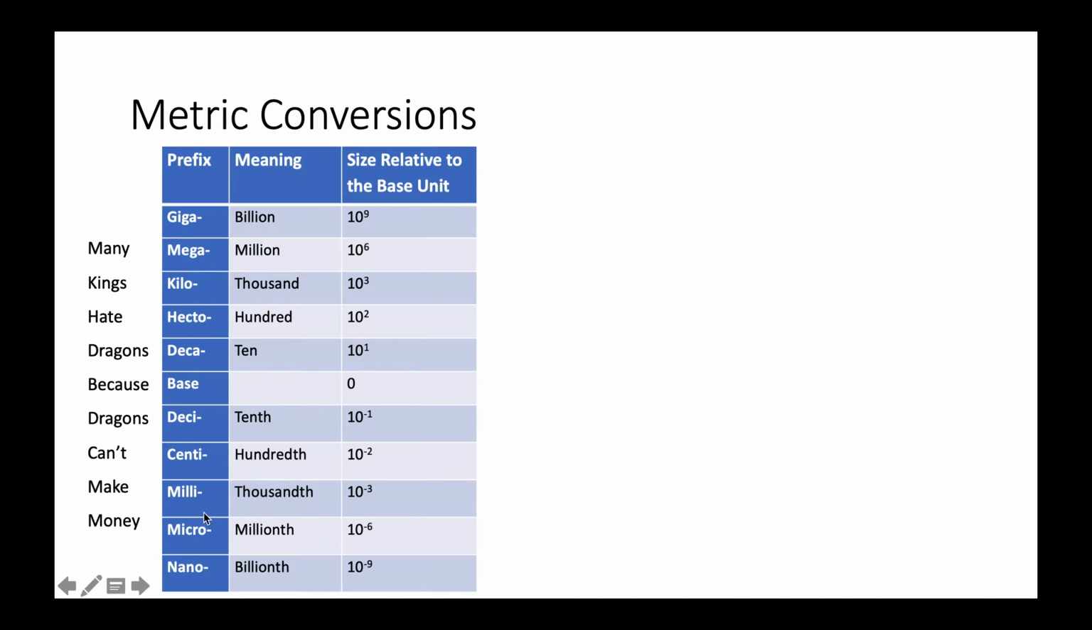So how can we remember these prefixes? We've got a handy mnemonic. It starts at mega, and mega starts with an M, so our mnemonic says: many kings hate dragons because dragons can't make money. The "because" puts us back at base level, and now we're down at the micro. With this mnemonic, we can remember 10 to the power of 6 at mega, all the way down to micro at 10 to the power of negative 6 on this end. If we can remember many kings hate dragons because dragons can't make money.